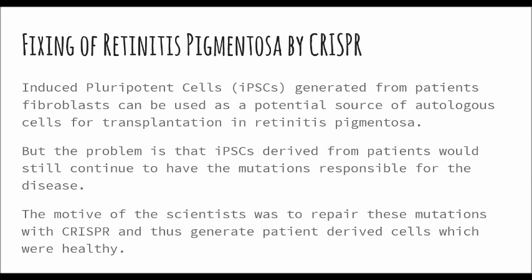Fixing of the disease by CRISPR. Induced pluripotent cells generated from patients' fibroblasts can be used as a potential source of autologous cells for transplantation in the disease. But the problem here is that iPSCs derived from patients would still continue to have the mutations which were responsible for the disease. This is where the genome editing tool CRISPR comes into play. The motive of the scientists was to repair these mutations with CRISPR and thus generate patient-derived cells which were healthy.